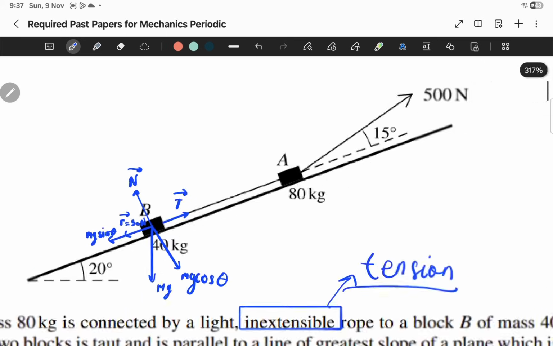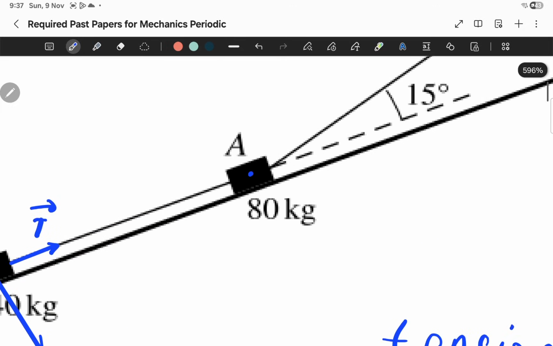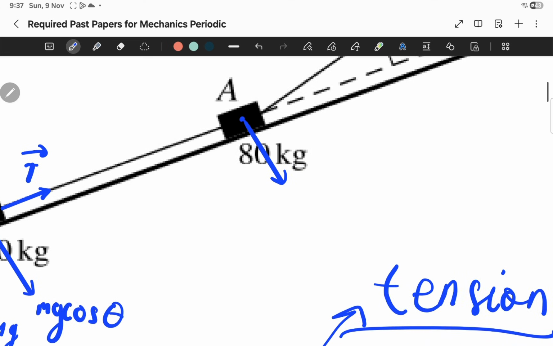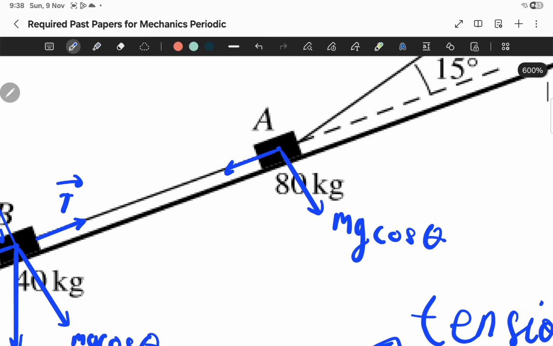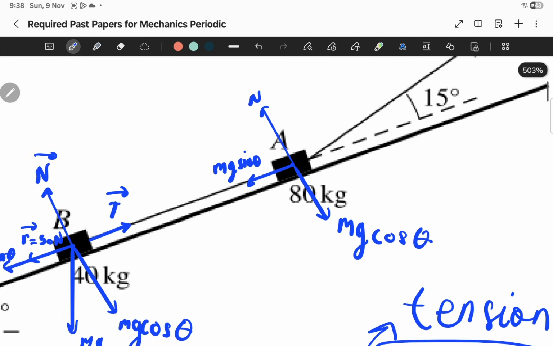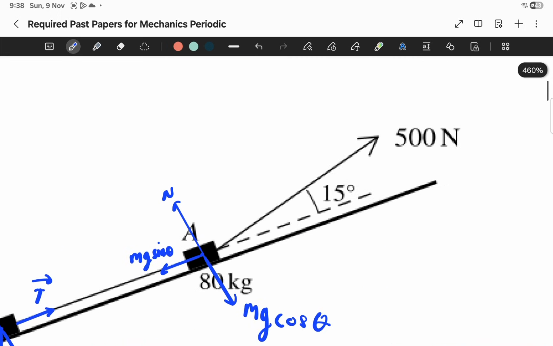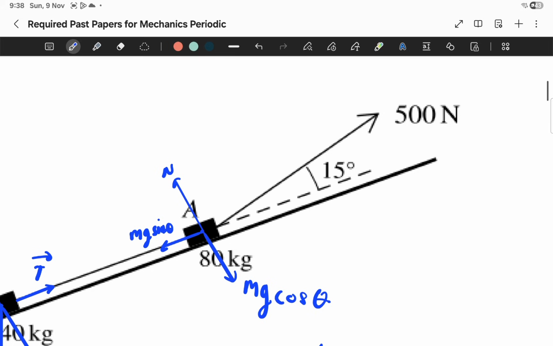For A, we're going to do the same exact thing. Let's resolve it into its components. The y component of the weight is mg cosine theta, and then you have mg sine theta. You have the normal. And here's what's interesting: you have this force of 500 newtons. You can notice that it's at 15 degrees, so it's not exactly along the plane.